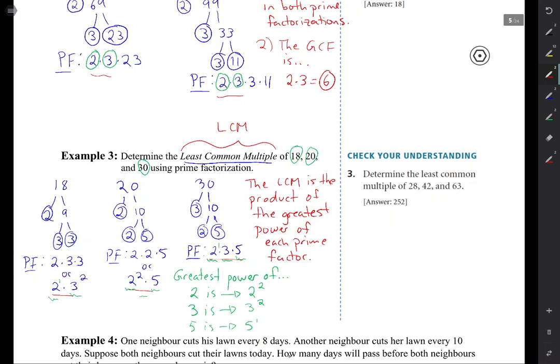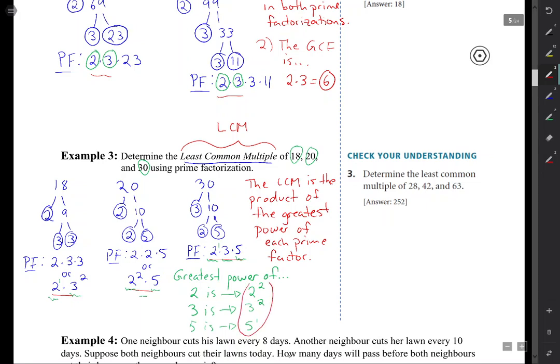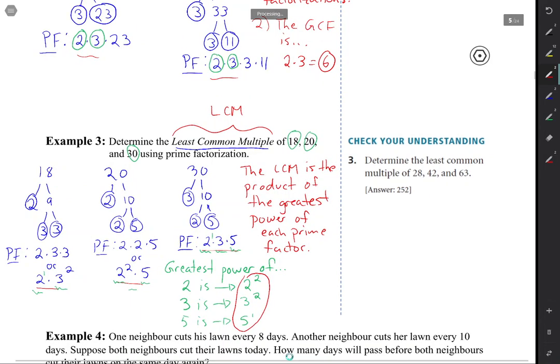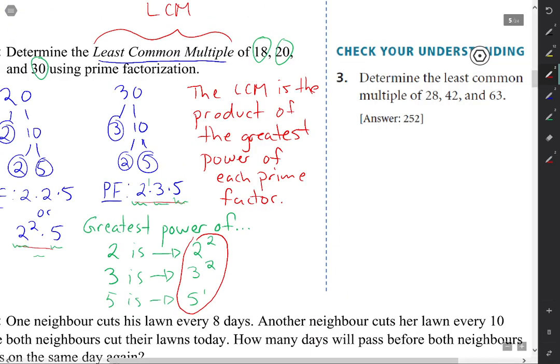So our final step to find the least common multiple is we're going to multiply all of these numbers together. So I'm just going to zoom in a little here so I have a little more room. The least common multiple is... we're going to multiply these numbers together. So we're going to have 2 to the power of 2 times 3 to the power of 2 times 5 to the power of 1.